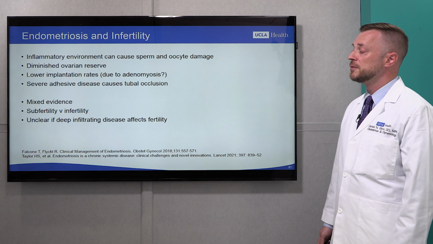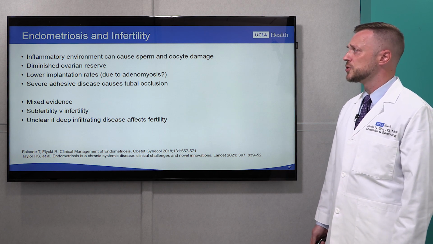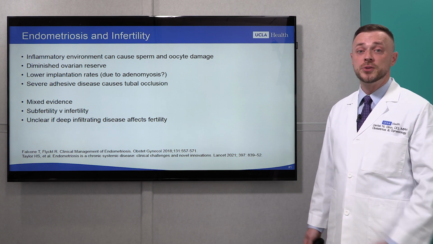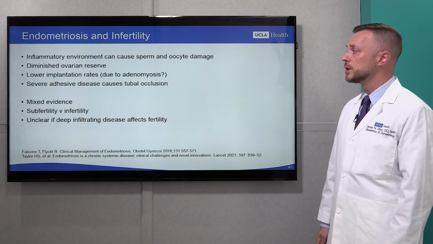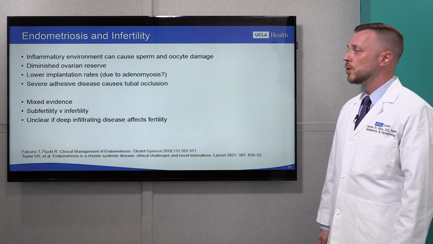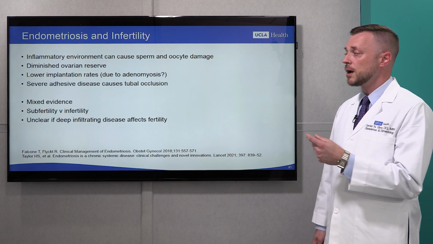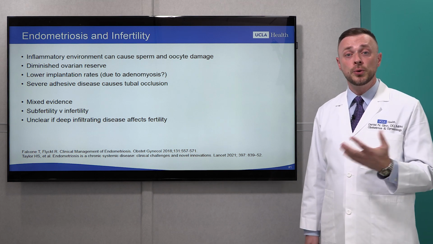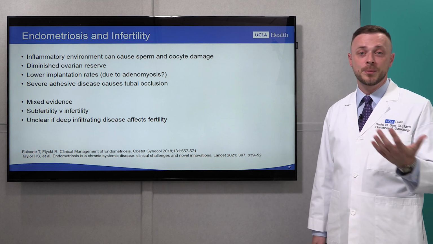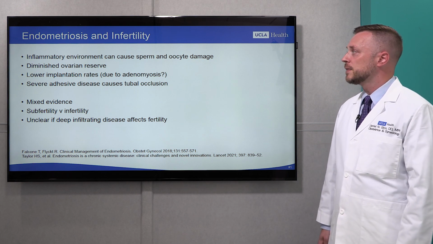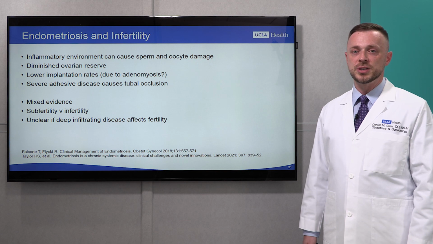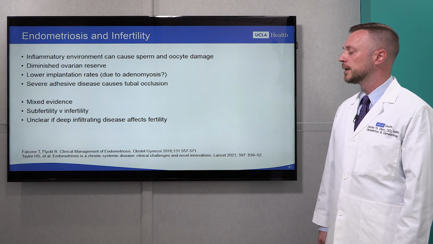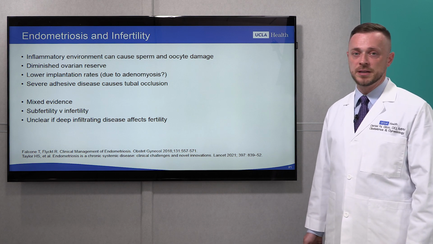We think it might be because there's an inflammatory environment that damages the sperm or the oocyte, which is our term for the egg. It can also diminish ovarian reserve itself, so patients who have those endometrioma cysts on the ovaries. It's possible that there can be lower rates of implantation of a fetus or of an embryo to grow into a fetus. And then severe adhesive disease can also cause occlusion of the tubes. So the tubes, if they're not open, you cannot get pregnant through them. There's mixed evidence about this, and the question is, does it cause subfertility, which is just not as good fertility as one had before, infertility, which is a complete inability to become pregnant? It's unclear if deep infiltrating disease makes a difference with this or not.